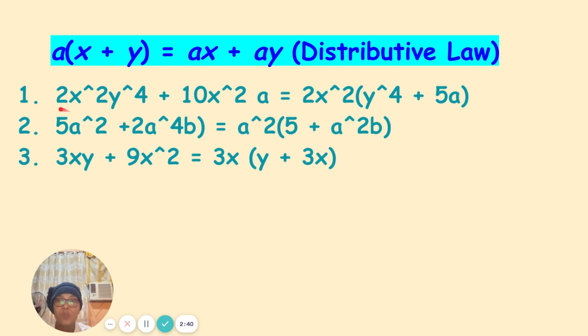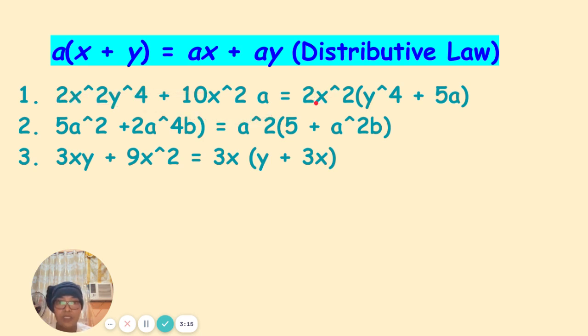So for example, 2x squared y to the fourth plus 10x squared a. So how are you going to factor it out? So ang unang technique po is to determine ano po yung common sa kanila. Ano yung parehas silang meron. So let's see. So x squared, ayan po, meron sila parehas x squared, right? Okay. So yun, pwede nyo nang ilabas. And you observe 2 and 10 rather, ano po yung common sa kanila? Common factor. Diba? 2, 2. So, pwede mo pong ilabas yung 2.